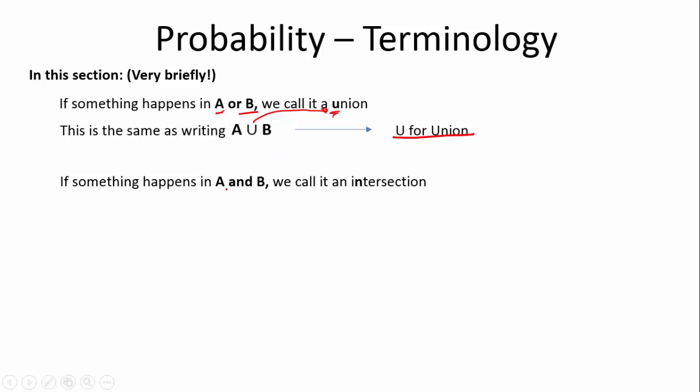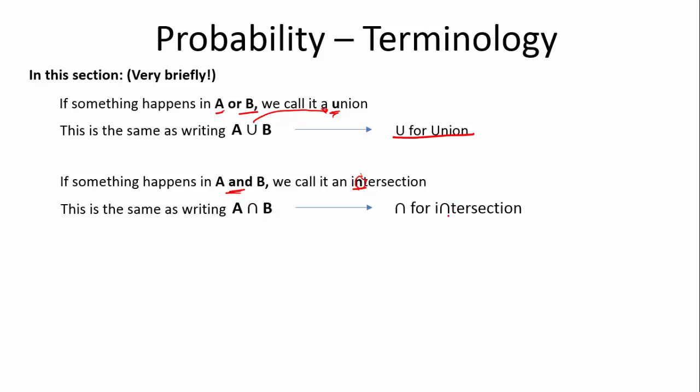If something happens in A and B, we call it an intersection. In intersection, there's an n here, and this is the same as writing A, and now that's an upside down U without the line, B, and that is n for intersection here. I've tried to put that n over there.